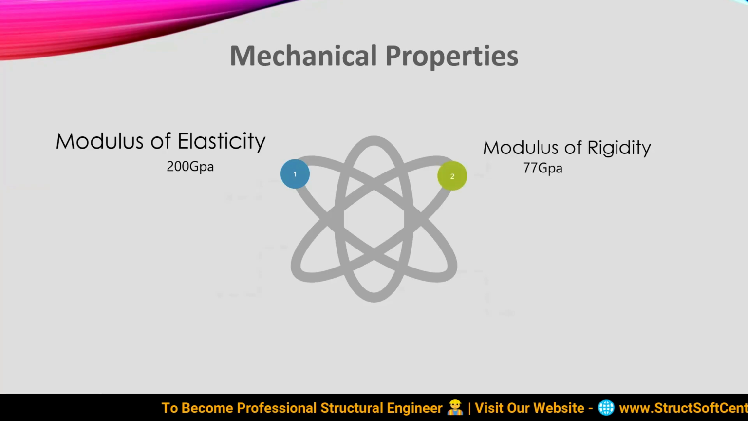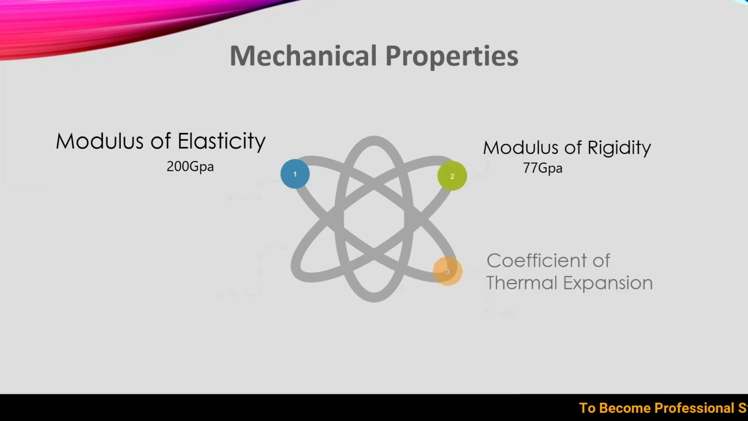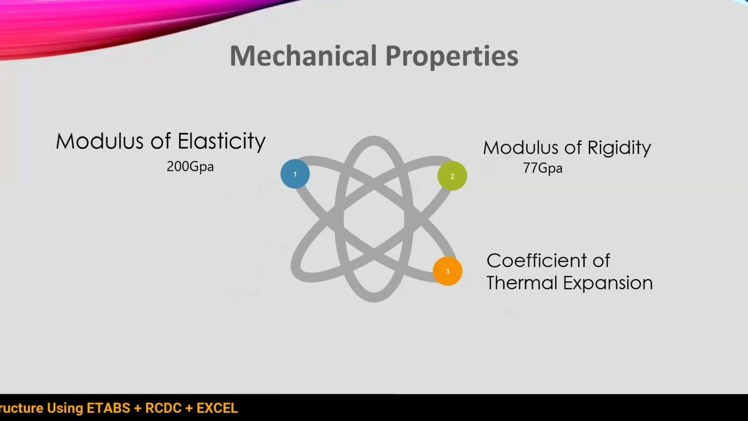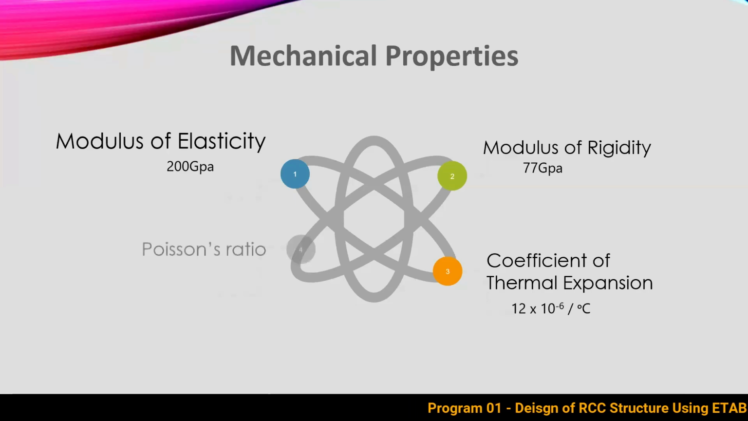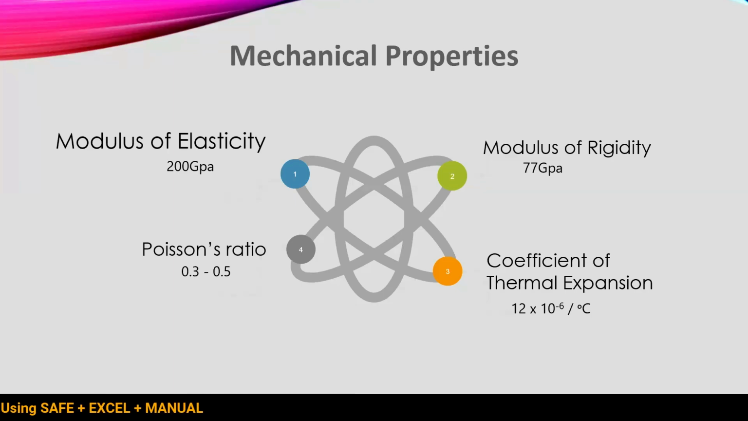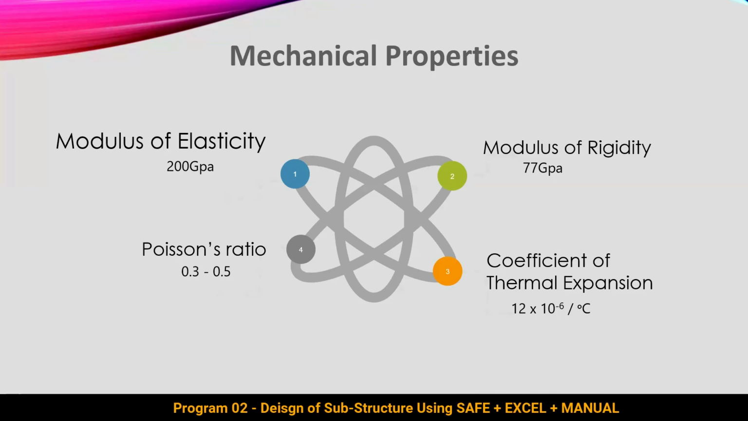Modulus of rigidity. Modulus of rigidity of steel is around 77 GPa or 0.77 into 10 to the power 5 MPa. Next, we have coefficient of thermal expansion. If you are using steel in a temperature environment where you also want to check the effect of temperature, then you need this coefficient of thermal expansion, which is 12 into 10 to the power minus 6 per degree. And the last one, Poisson's ratio. This is between 0.5 to 0.3. So these are some of the basic mechanical properties, some of the basic material properties of steel. But what is important for us is the modulus of elasticity, which is also called the Young's modulus, which is around 2 into 10 to the power 5 megapascal.